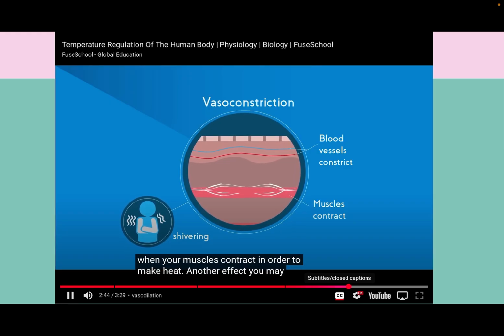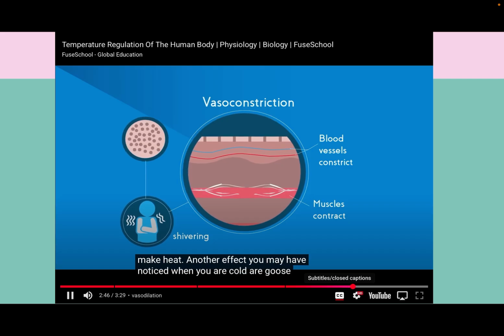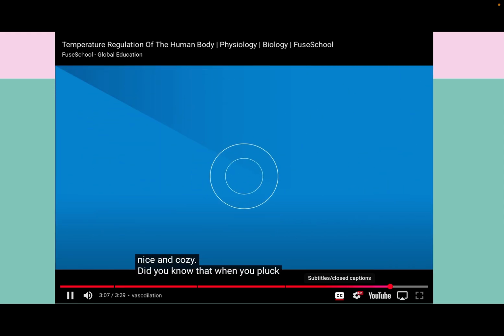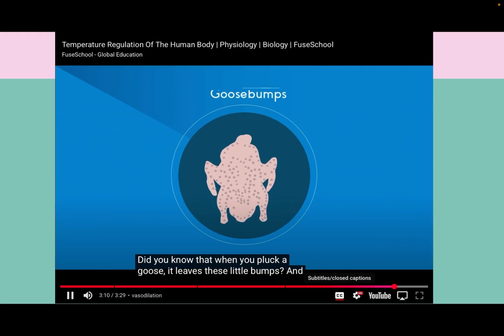Another effect you may have noticed when you are cold are goose pimples. If you look more closely at goose pimples, what you realise is that each of the little bumps has a hair sticking out of it. These hairs are stood up on end to trap a layer of air around the skin. Air is a fantastic insulator of heat, and this will keep you nice and cosy. Did you know that when you pluck a goose, it leaves these little bumps, and that is where the term comes from? All these effects are examples of negative feedback that help with homeostasis.